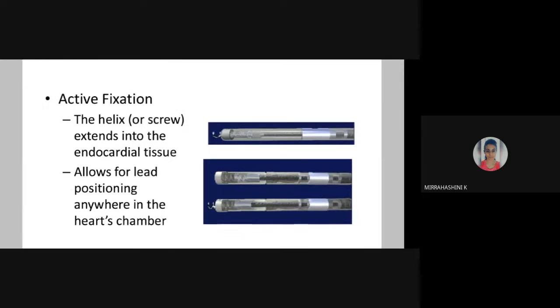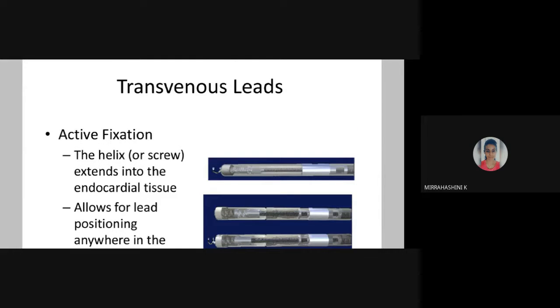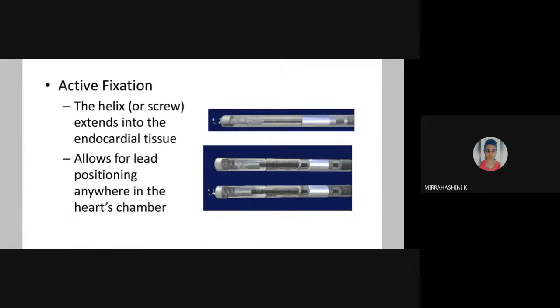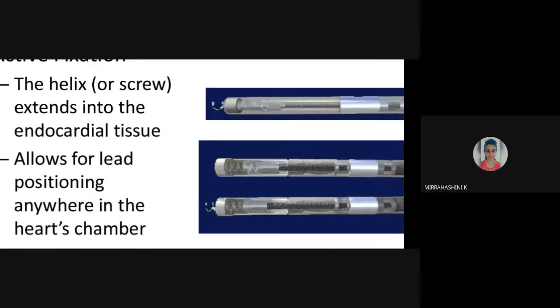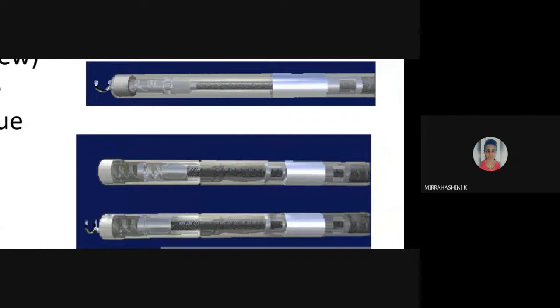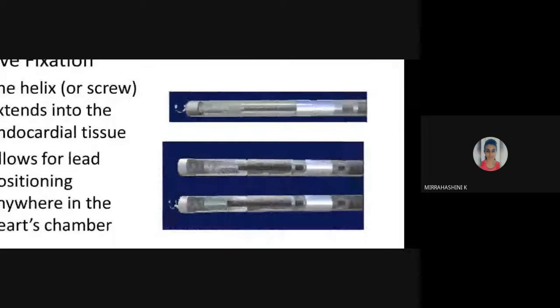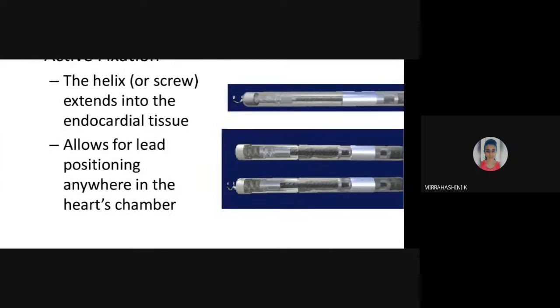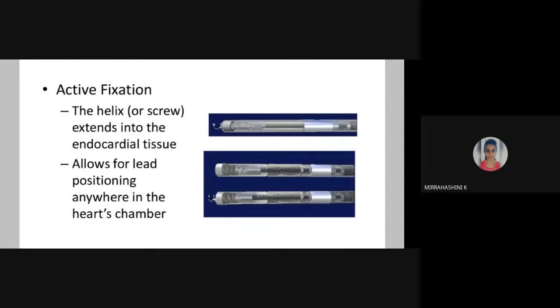Next one is active fixation. Here you have a power source connected with it. Here you can see there is a spring-like structure, right? If I zoom it, maybe you'll be able to see it clearly. You're able to see a spring at the tip, right? When there is an electrical pulse transmitted, this spring will attach to the surface of the heart. Okay, so that is the active fixation.